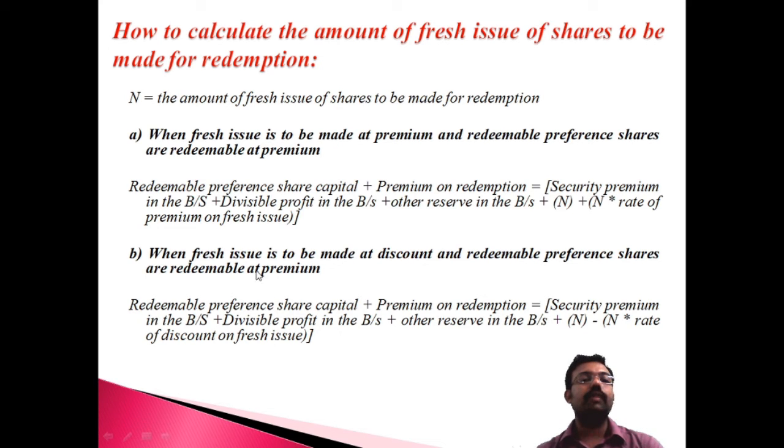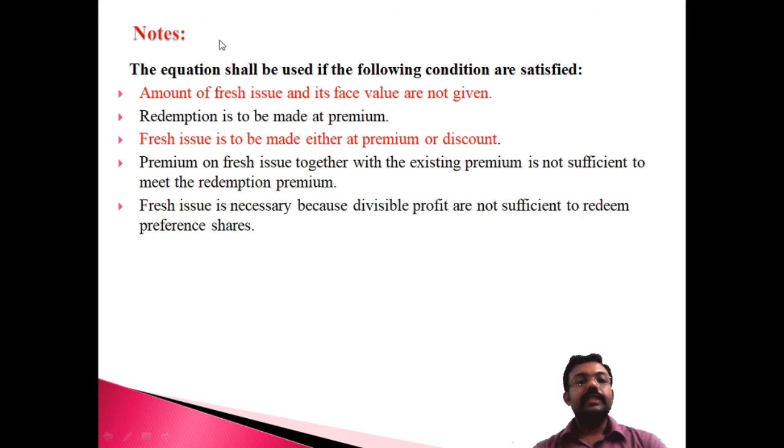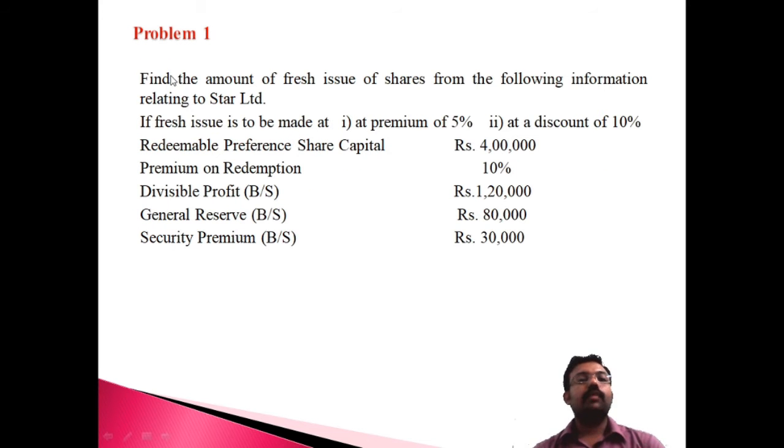ഓക്കെ, ദീസ് ആർ ടു ഇമ്പോർട്ടൻറ്റ് ഫോർമുലാസ് ഫോർ the calculating the amount of the fresh issue shares made for the redemption. Okay, these are the important notes. Let's see the problem. Find the amount of the fresh issue of shares from the following information related to Star Limited. The fresh issue is made at a premium, and in the second question at a discount.